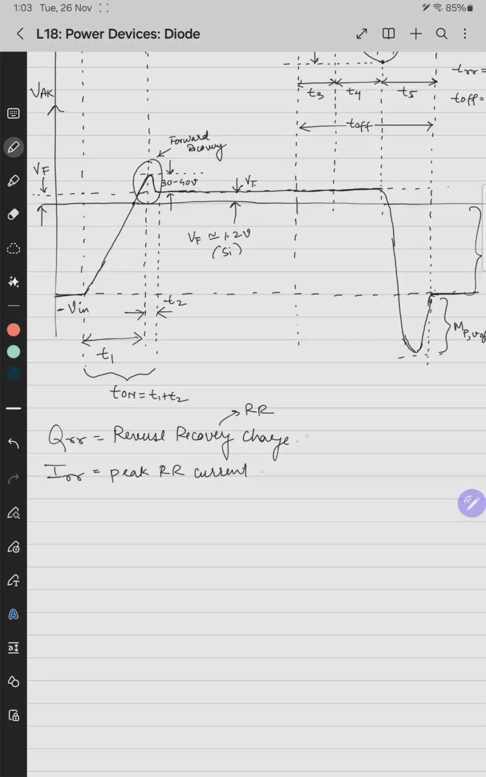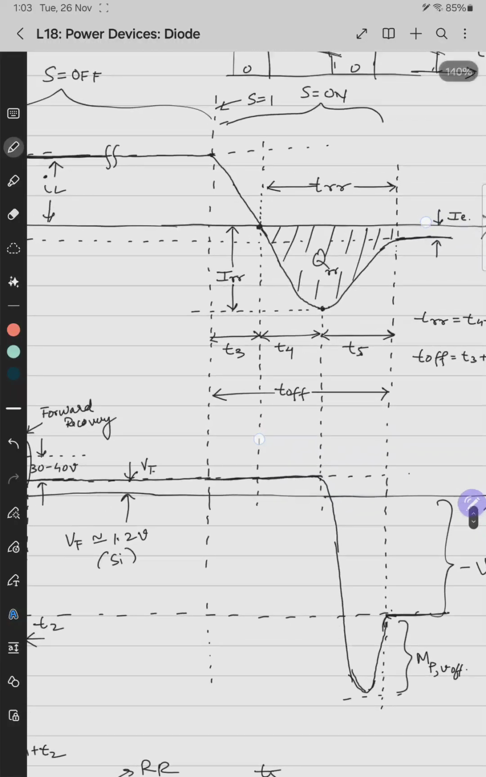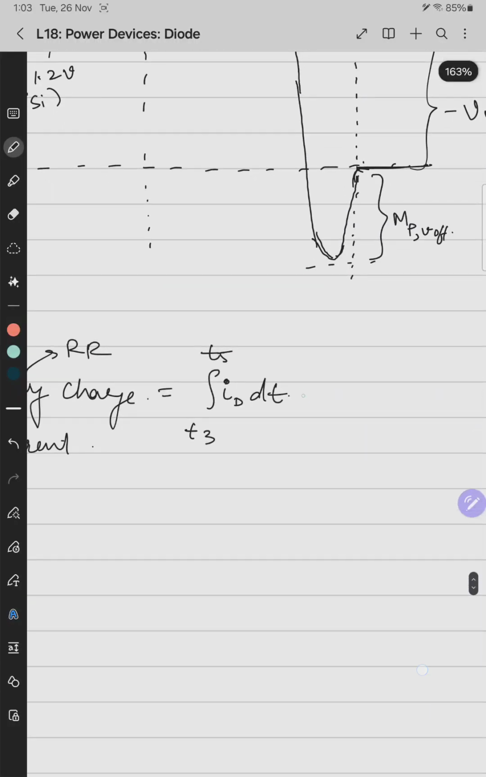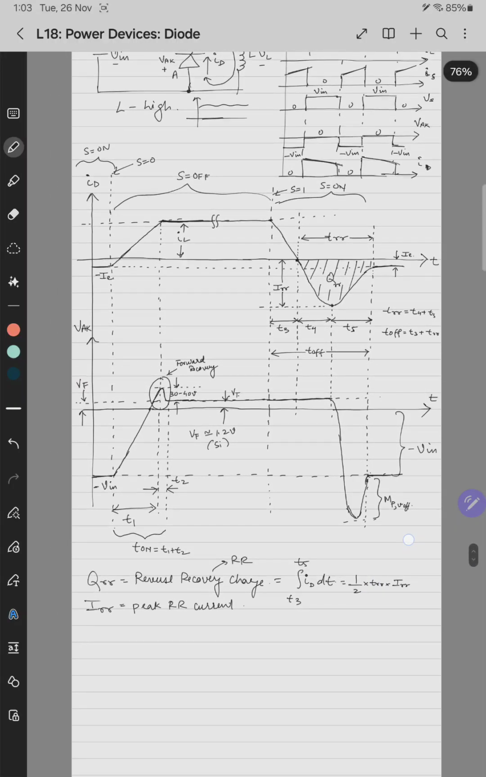So you can say that QRR equals the integral of I dt, from time T3 to T5. Or if we assume it to be a triangle, it is half into base into height. Half into base is TRR, height is IRR. So QRR is TRR into IRR by 2. So these are the switching characteristics of a power diode.